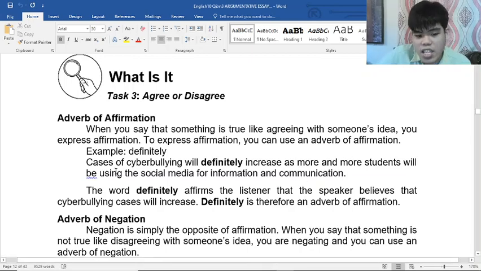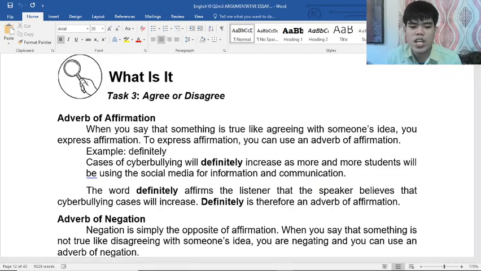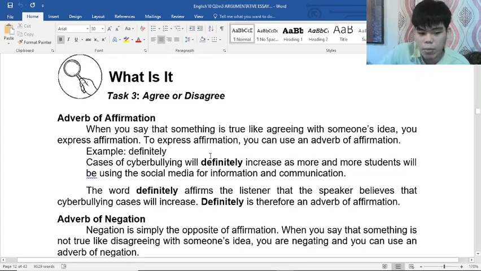So we have here an example: cases of cyberbullying will definitely increase. So you're agreeing that it will increase as more and more students will be using the social media for information and communication. So the word definitely affirms or agrees to the listener that the speaker believes that cyberbullying will increase. Definitely is therefore an adverb of affirmation. So keep in mind, this is not the only adverb of affirmation. There are lots and lots of adverbs of affirmation. This is only one example.